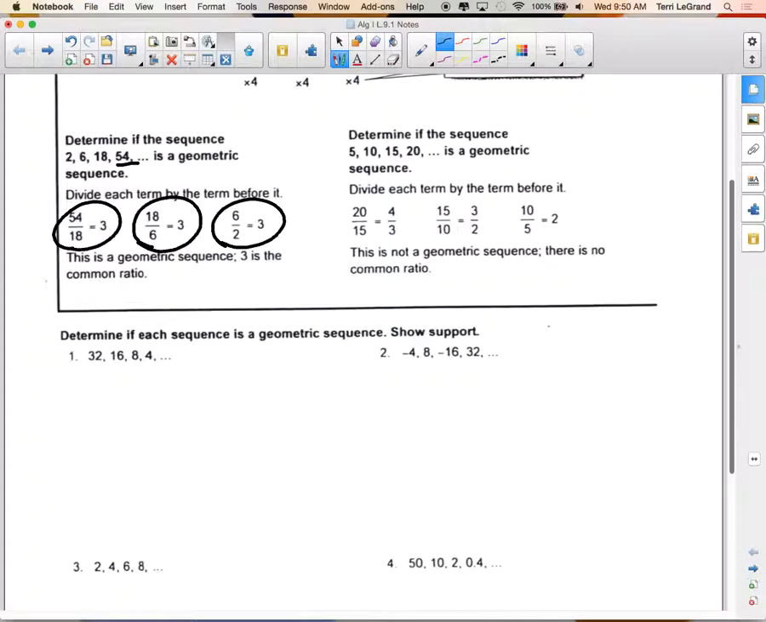Because the sequence has to start somewhere, doesn't it? So the first term doesn't have a previous term. So we would say this is a geometric sequence. 3 is the common ratio, so let's write here r equals 3.